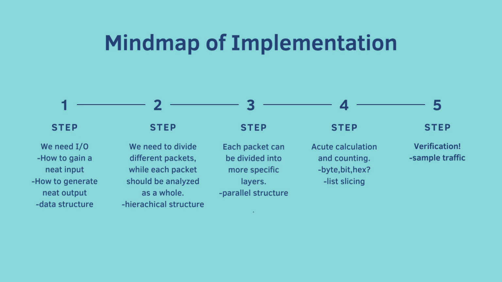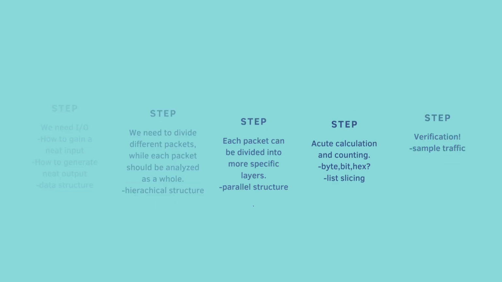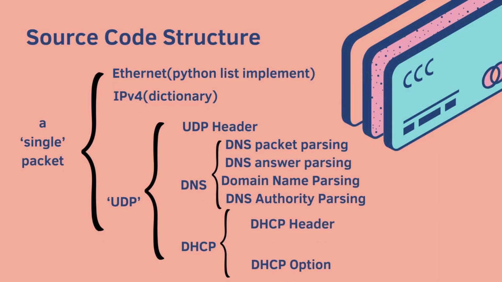And in the very last step, we do verification, and we find packets from the Wireshark official website. They provide some simple traffic captures. Let's go to the source code structures. As long as we have a single packet, Ethernet and IPv4 are very easy to implement, needing respectively a list implementation and a dictionary.